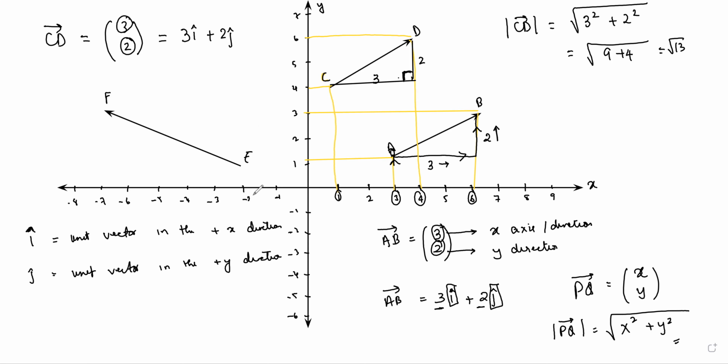Now, in order to go from E to F, we have to go from -2 to -7. That means we are going in the negative x direction, 5 units. So this is -5. And we have to go up by 2 units. So this is +2. So what is our vector EF? The vector EF is -5 and +2. And it can also be written as -5i plus 2j.